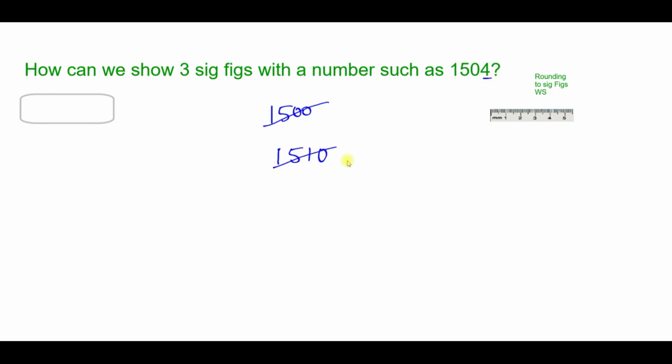When you are stuck and you can't figure it out, a very good and easy way to do it is to convert it to scientific notation. And then you can have your 3 sig figs just by putting your 0 here and dropping that 4. Make sure you bring any questions you have to class.